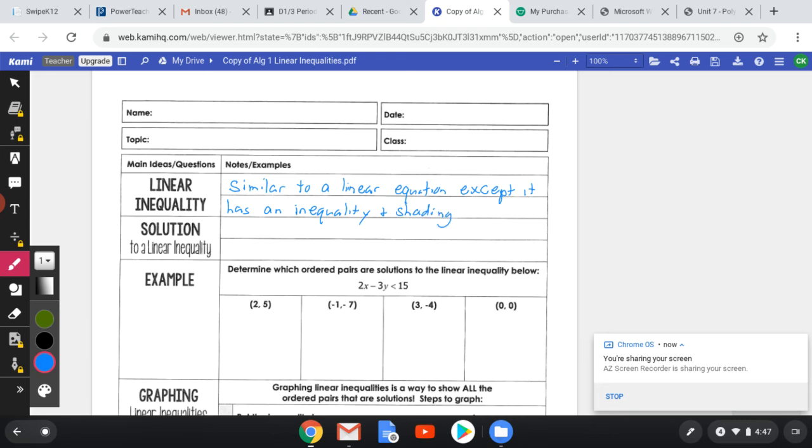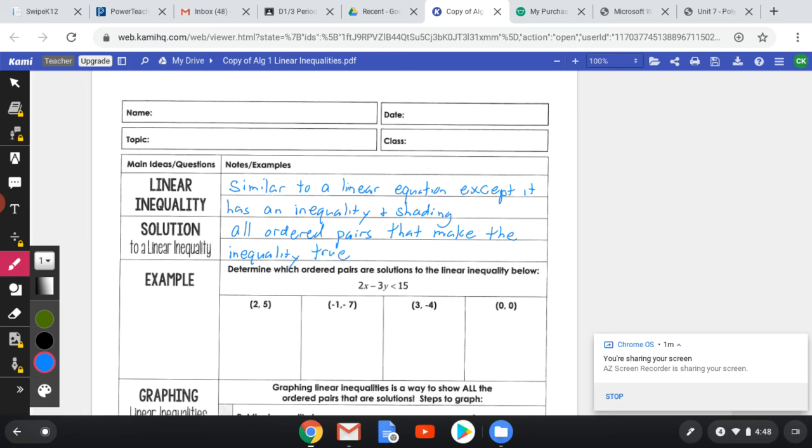Another thing that's different about it is a solution to a linear inequality. Unlike what we've been talking about with the systems of equations, where there was one answer or infinitely many or no solution, a solution to a linear inequality is all ordered pairs that make the inequality true. And that's where shading comes into play here.